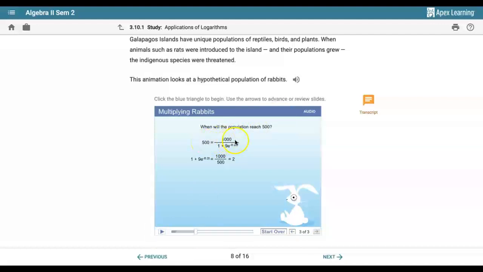Now we have to solve for our T exponent, and use logarithms to solve for T. The solution tells you that after approximately 11 years, the rabbit population will reach 1/2 of the island's carrying capacity.